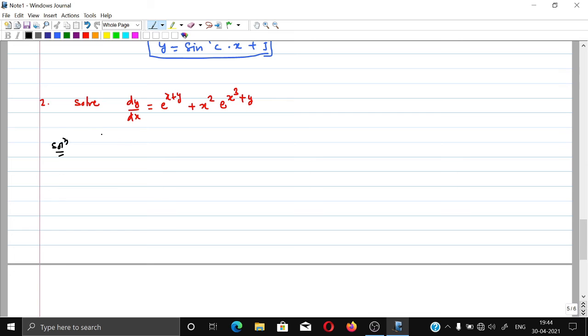You do not have to do the first step because here it is already given, but you can arrange this in the form: e^x times e^y plus x^2 e^(x^3) times e^y. If you take e^y common, you can write e^y times (e^x + x^2 e^(x^3)).